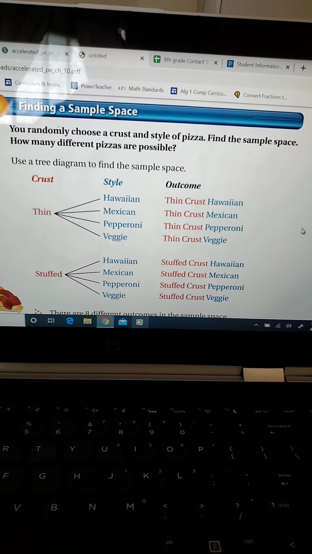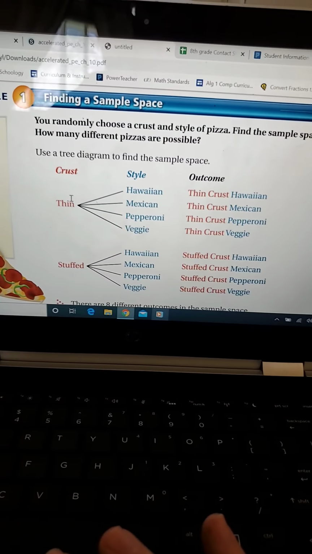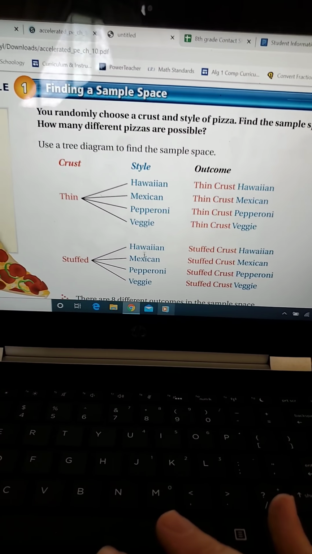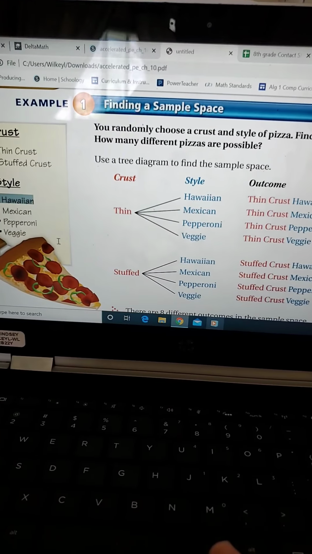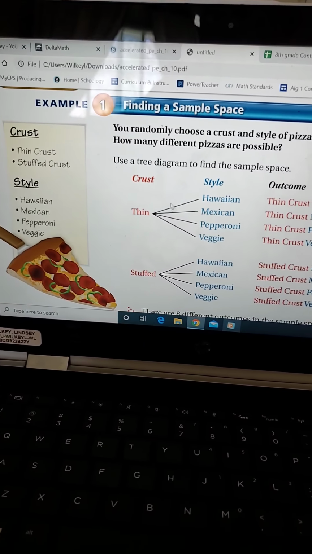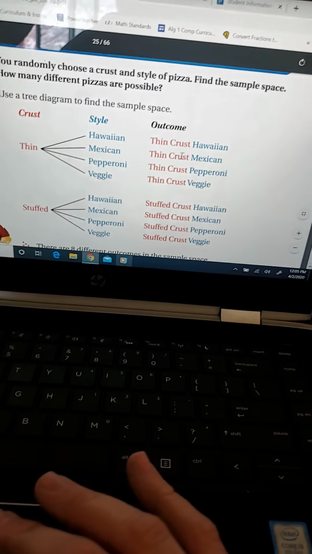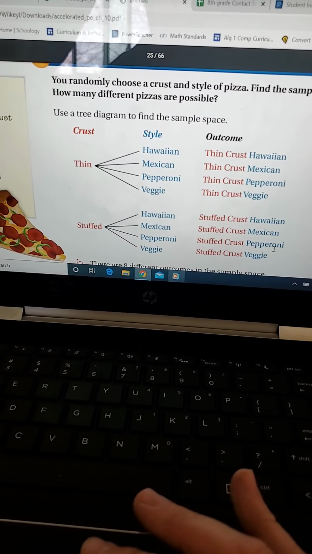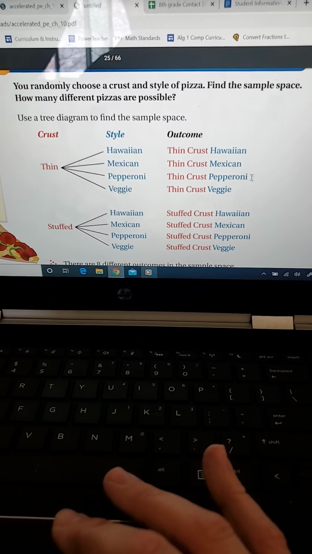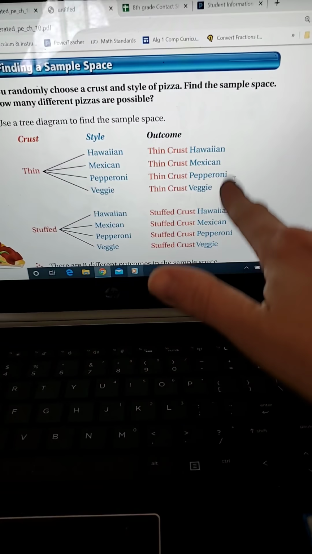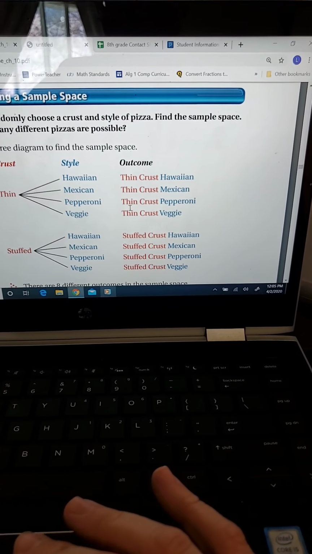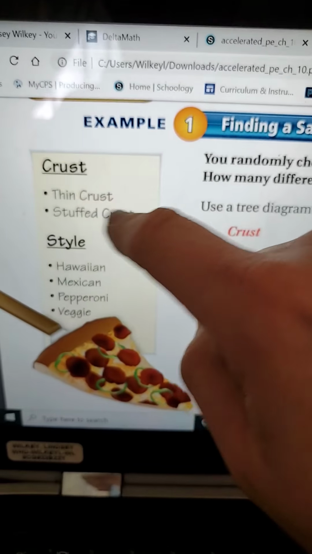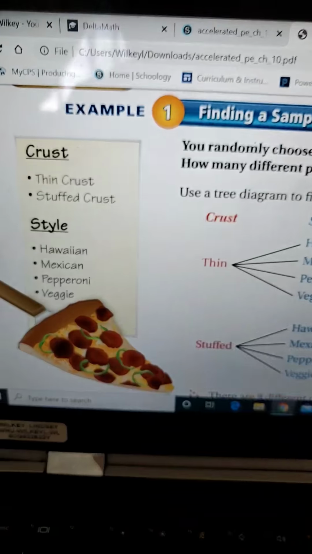So let's think about this: you randomly choose a crust and a style of pizza. Find the sample space. How many different pizzas are possible? Well, let's say I could choose thin or stuffed crust. I could choose Hawaiian, Mexican, pepperoni, or veggie. These are my style options, and these are my crust options. So I could get a thin crust Hawaiian, or a thin crust Mexican, or a thin crust pepperoni, or a stuffed crust Hawaiian, or stuffed crust Mexican, or stuffed crust pepperoni, and so on. How many different outcomes are in my sample space? 8. You see that? There's 1, 2, 3, 4, 5, 6, 7, 8 different options. In other words, there's 2 times 4 different options.